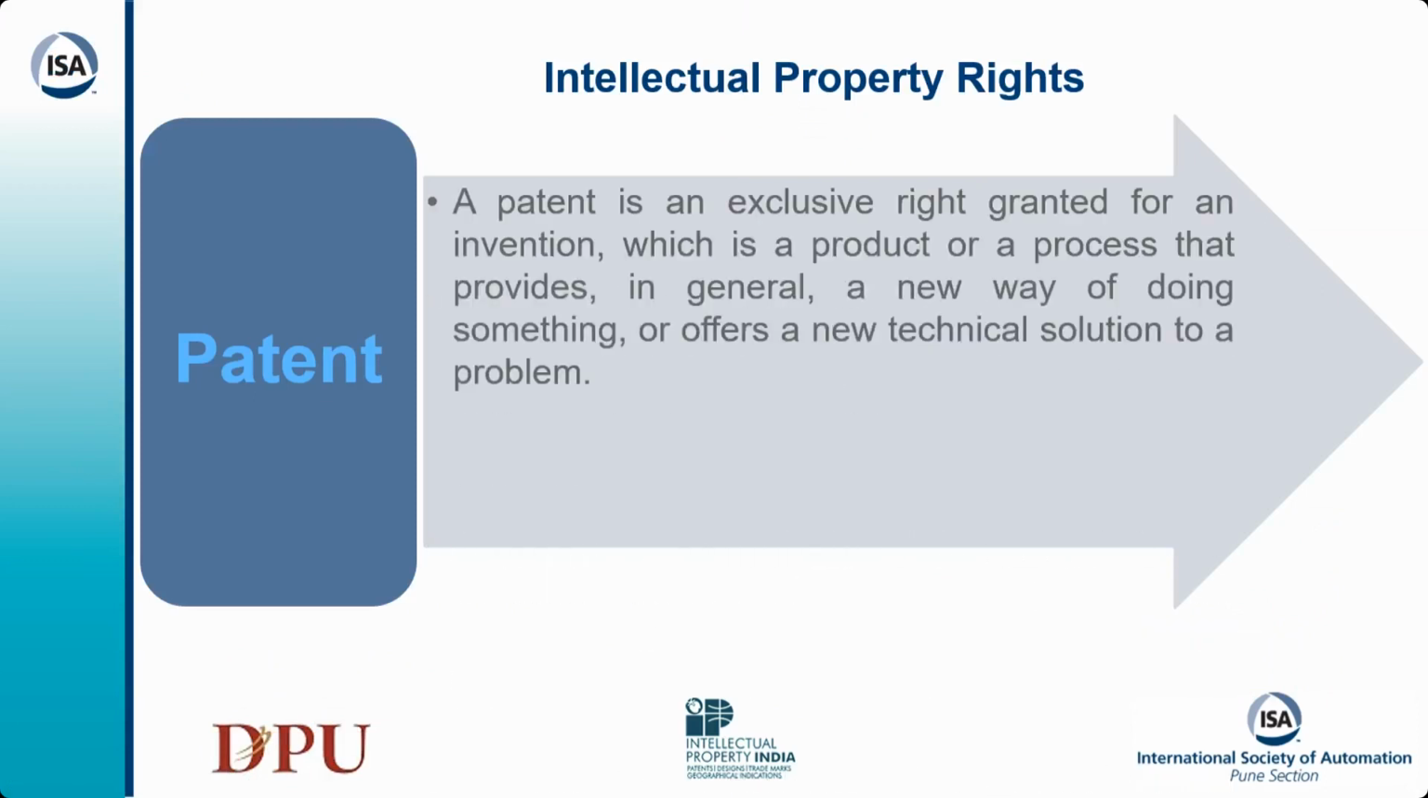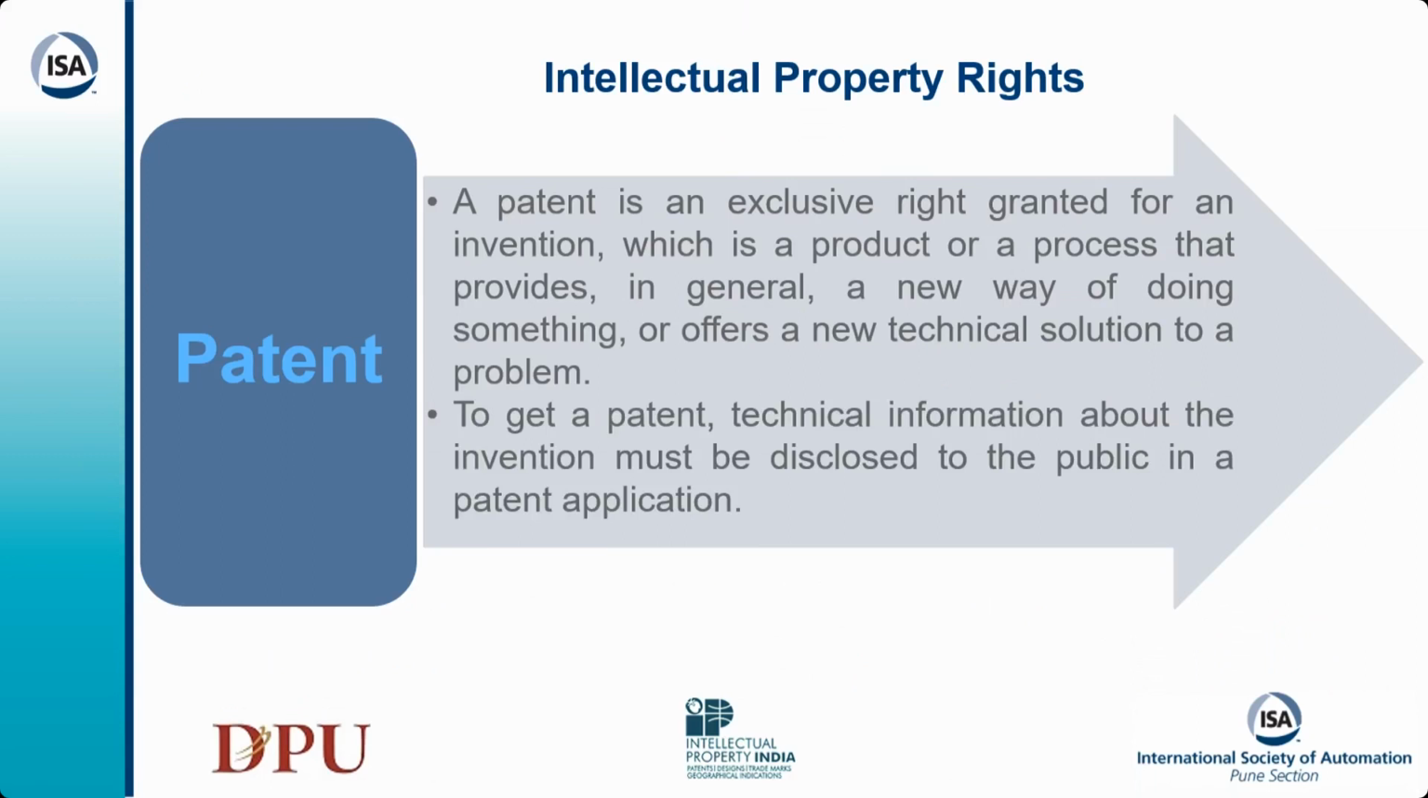Now, what is a patent basically? A patent is an exclusive right which is granted for an invention, which is a product or a process that provides in general a new way of doing something or offers a new technical solution to a problem. So this is the basic idea behind the patent. It gives exclusive right to the person who has invented it, and that may be a product, a process, or a new way of developing or doing something. So this is what a patent is.